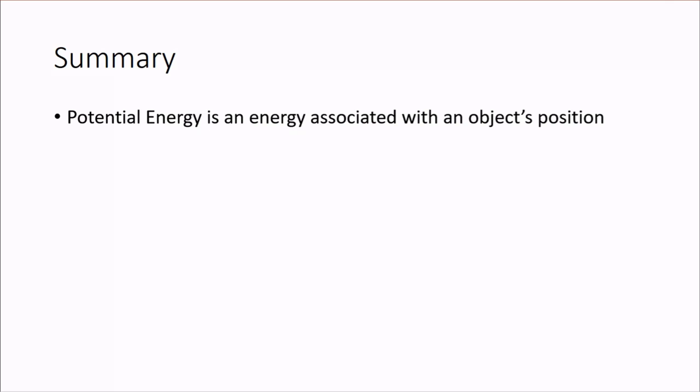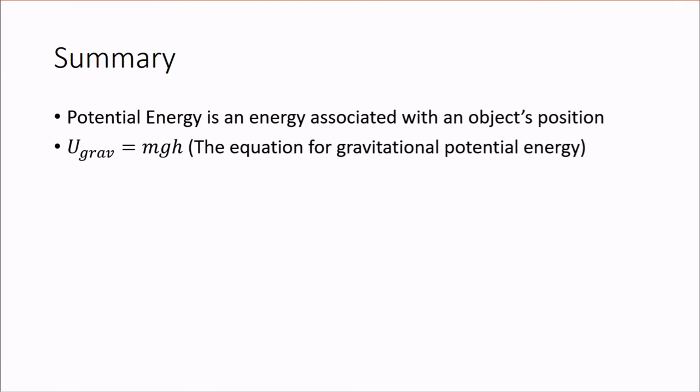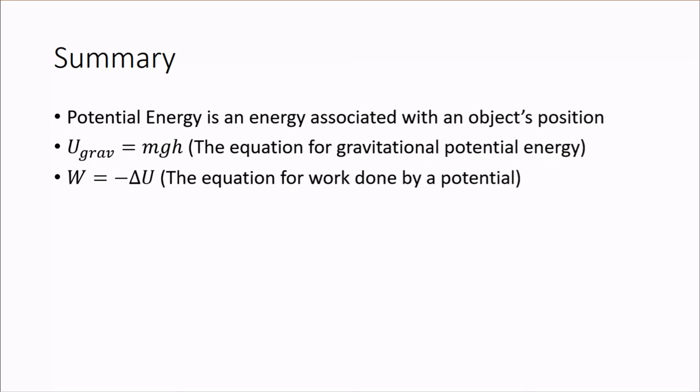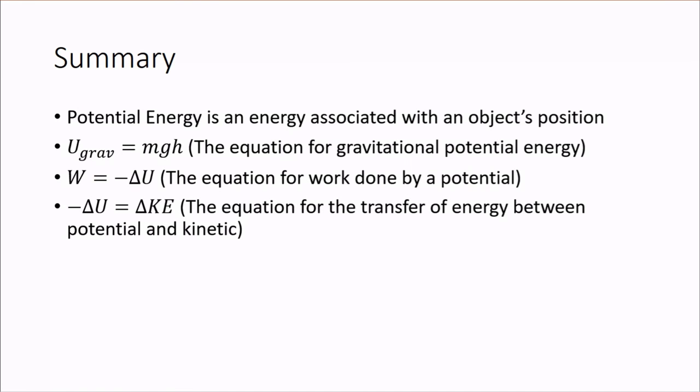So let's summarize what we have learned. Potential energy is an energy associated with an object's position. The gravitational potential energy is given by this formula, so it is dependent on the object's height. We have also learned that the work done by a potential force is given by this formula. Finally, we saw that to see how potential and kinetic energies are interchanged, we can use this formula, which just says that the work done by gravity goes into the object's kinetic energy.